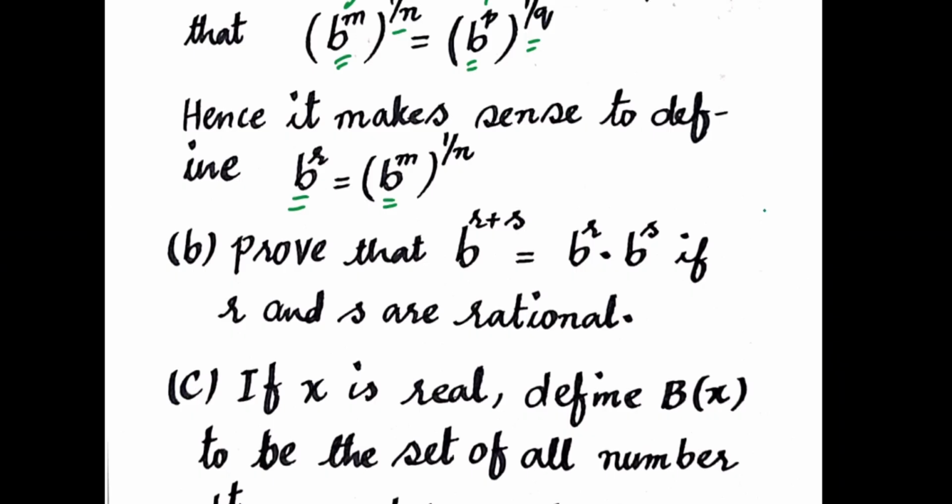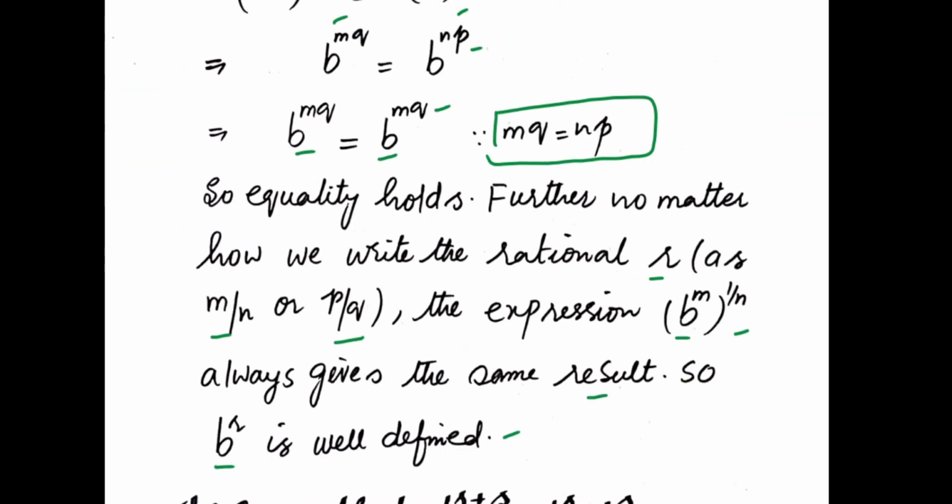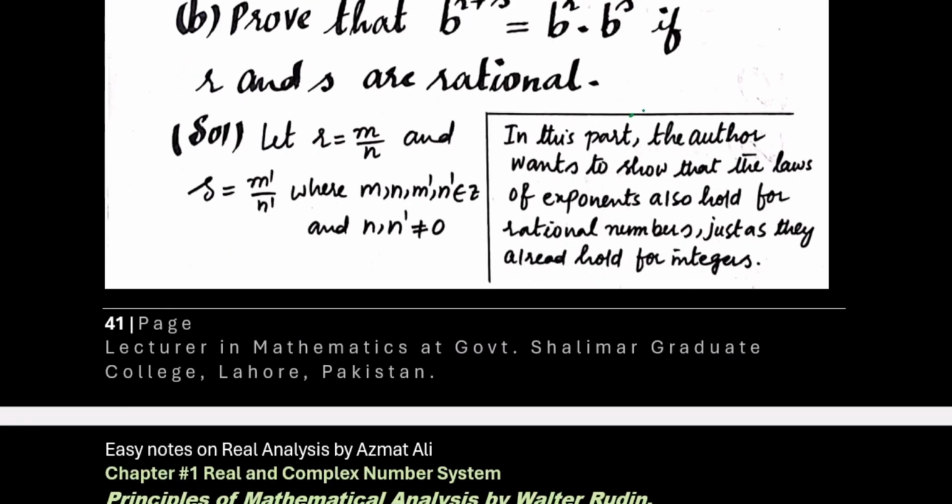Next, in the second part, we have to prove that this is actually the law of exponents. We have to show that the law of exponents, b raised to power r plus s is equal to b raised to power r into b raised to power s, holds if r and s are rational numbers. Actually, in this part, the author wants to show the laws of exponents also hold for rational numbers just as they already hold for integers.